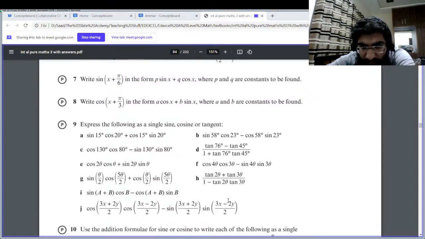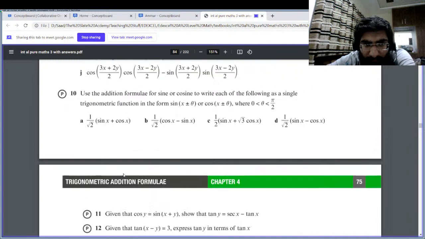So I would be sine A plus B minus B, so sine A. Cos J would be 3x plus 2y minus 3. This is cos 3x plus 2y plus 3x minus 2y, both divided by 2. Yeah. So the 2y's would cancel out. You'll have 3x plus 3x, which is 6x by 2. So it will be cos 3x final. Yeah. Okay. 10.